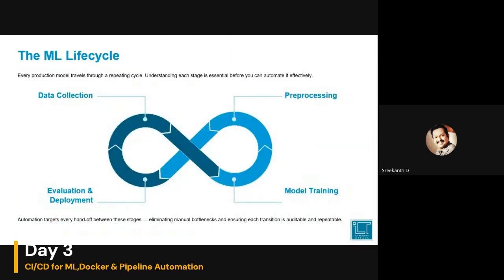So, this is the familiar figure we might have already discussed. Again, it is not linear at this point in time. We know the stages: data, preprocessing, training, deployment, monitoring, and retraining. Most failures occur not inside stages, but between stages. Automation targets the transitions, not just computation.